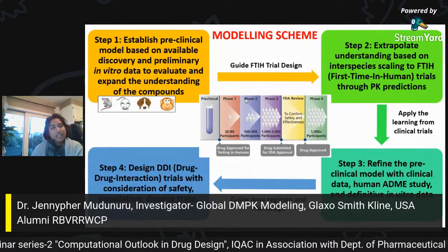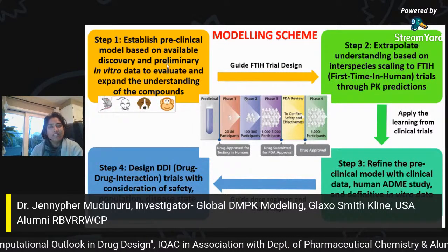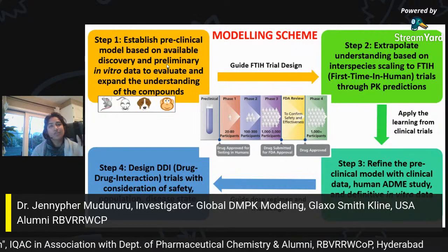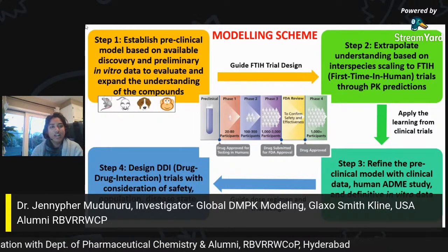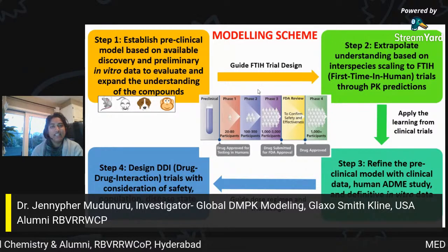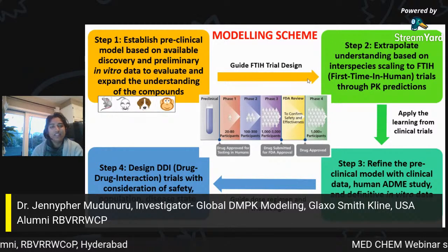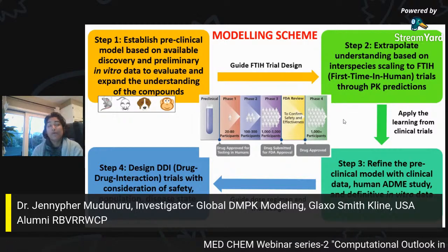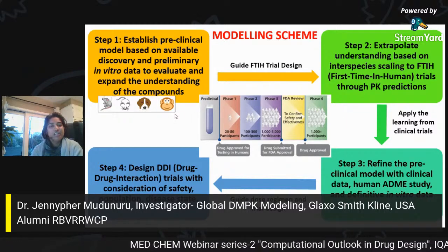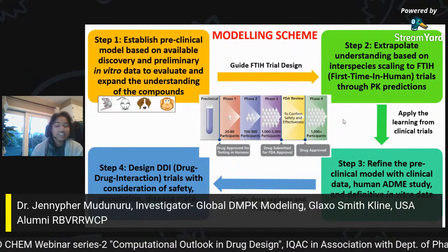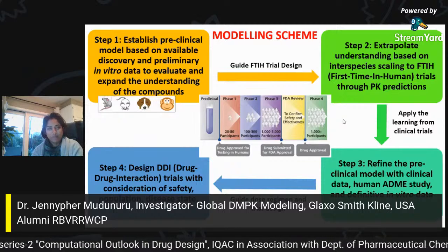So, what if you decide to build a model? What is the scheme? How do you go from box one to box four? As you see, there's preclinical, phase one, phase two, phase three, then there's review, and then you have phase four, and the drug gets approved, and you have post marketing surveillance. At these various stages, there are different spaces in which you can use PBPK.